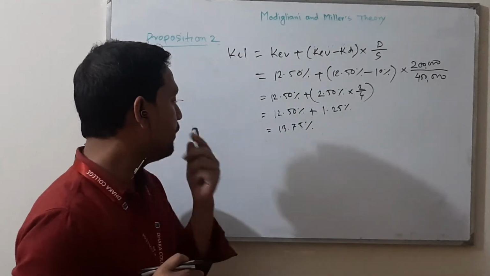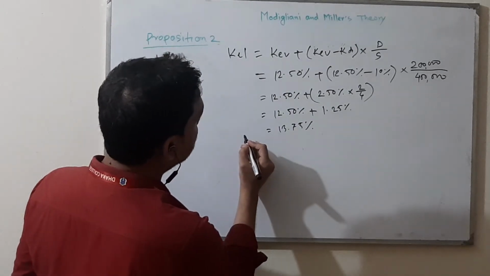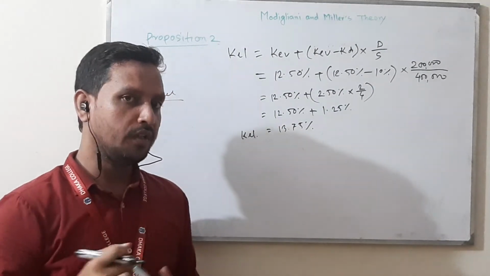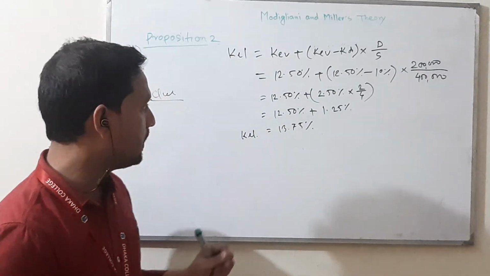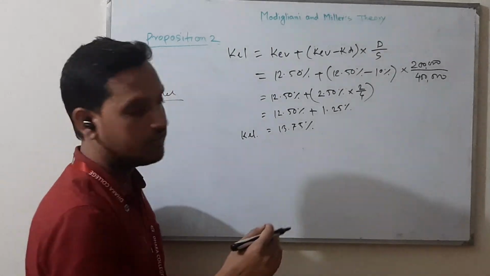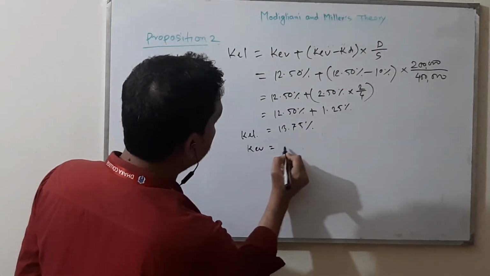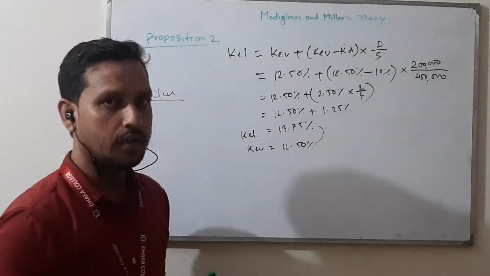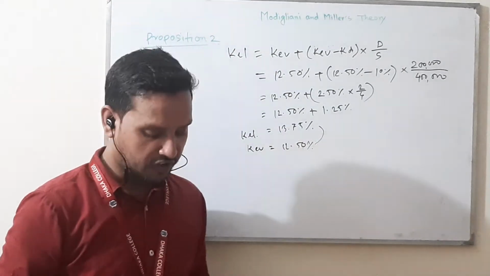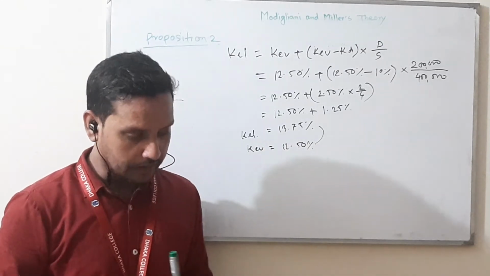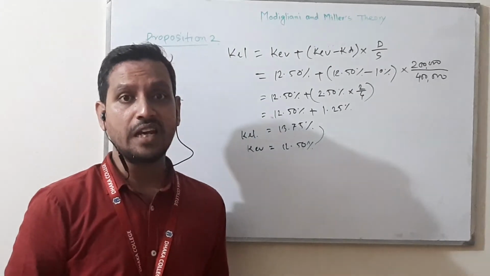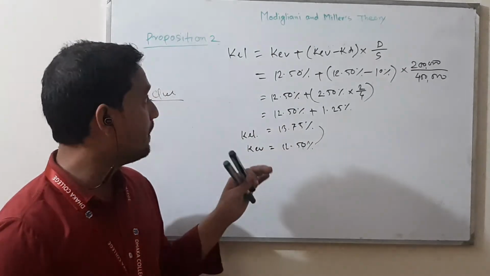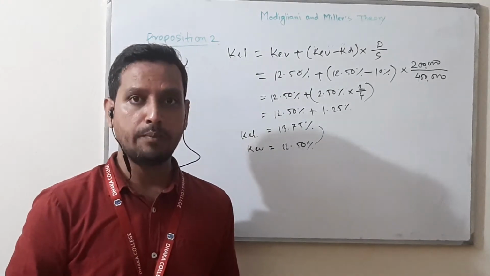Okay, if we compare, this is the cost of equity of the levered firm. If we compare cost of equity levered and cost of equity unlevered, we can see that there is a little difference. I mean, cost of equity unlevered equals 12.50%, and the cost of equity of the levered firm is 13.75%. I mean, 1.25% difference. Okay, so dear students, it is said that if we get debt at a small interest charge, then we will balance or make an optimum capital structure.